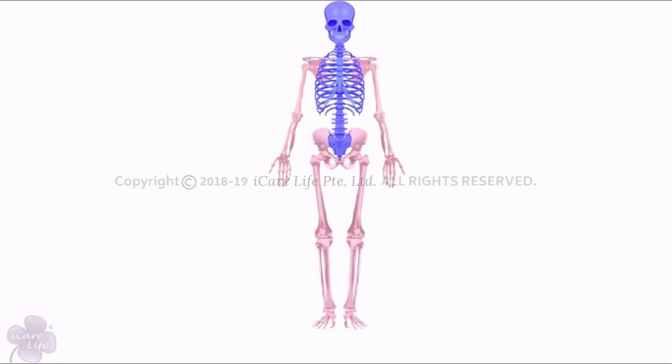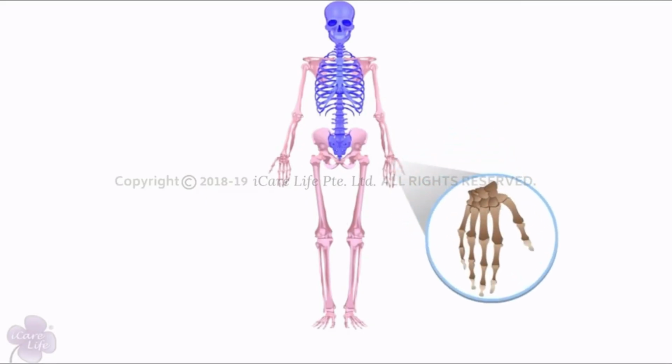The bones in the arm are the humerus in the upper arm and the radius and ulna of the forearm. The wrist has many small bones known as the carpals. The bones of the palm are metacarpals and the bones of the fingers are phalanges.